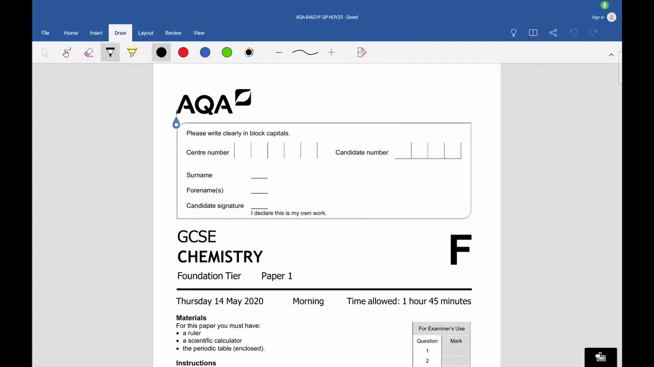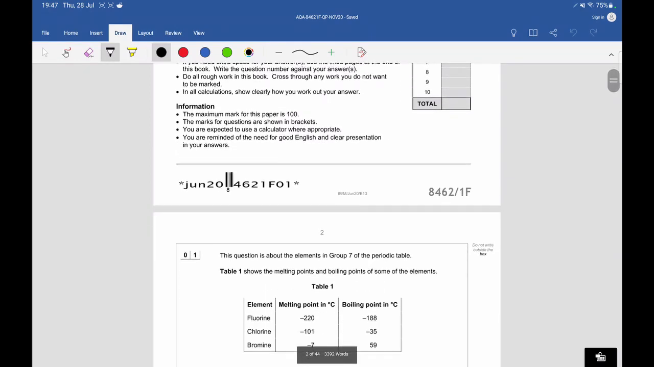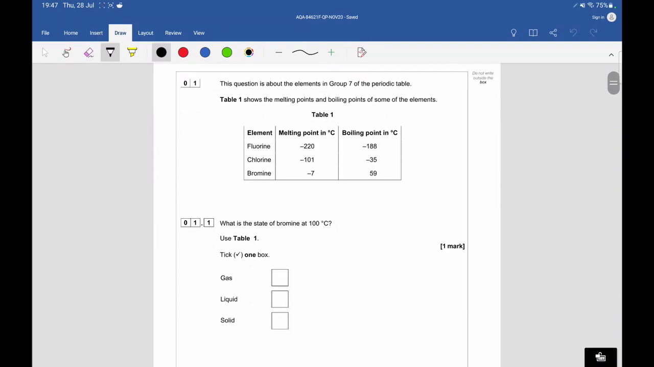So I'm going to work my way through the May 2020 chemistry paper, foundation level, going through the answers, explaining what the answers should be, and you should mark your paper as you go along with me here.